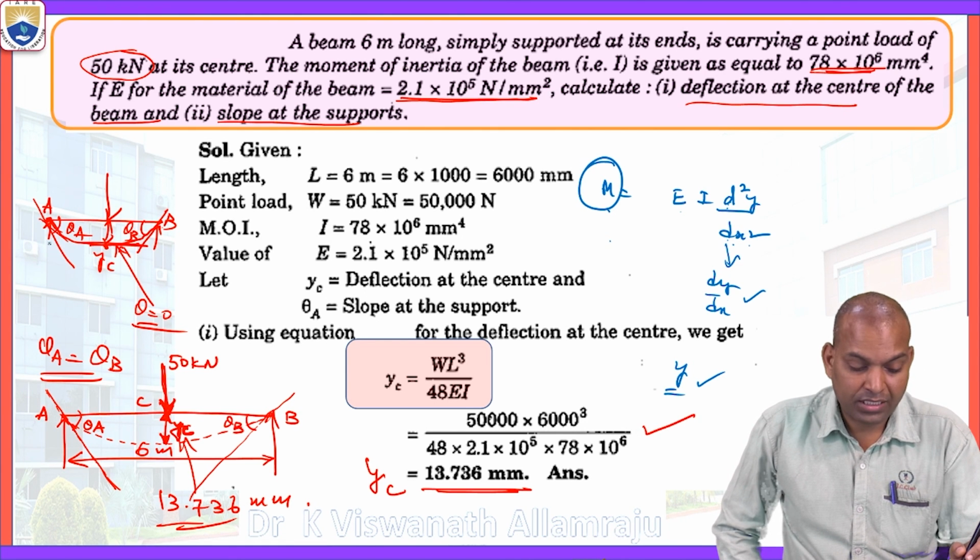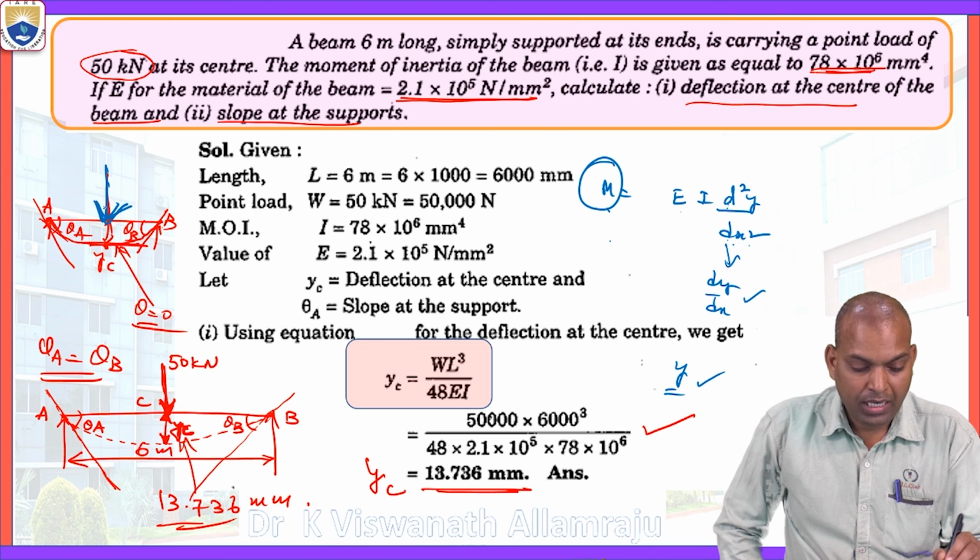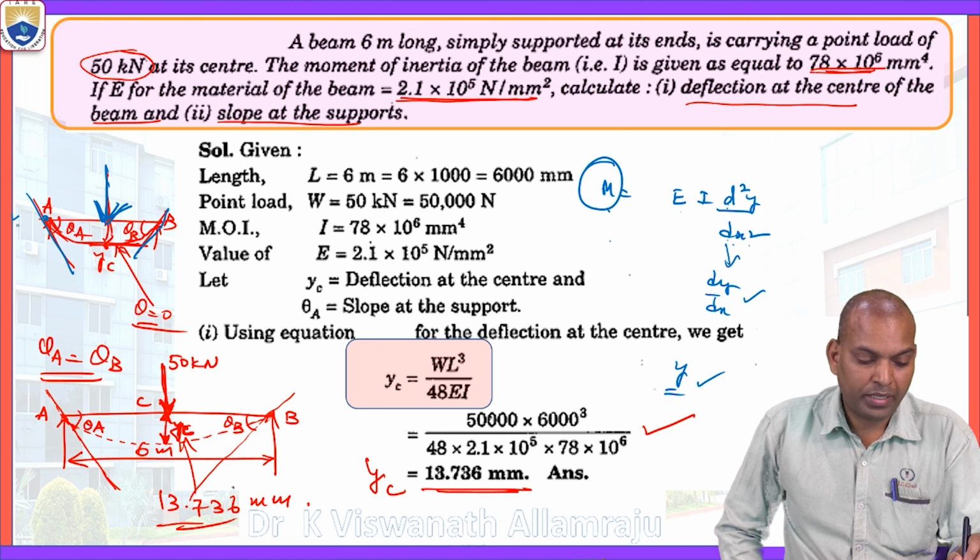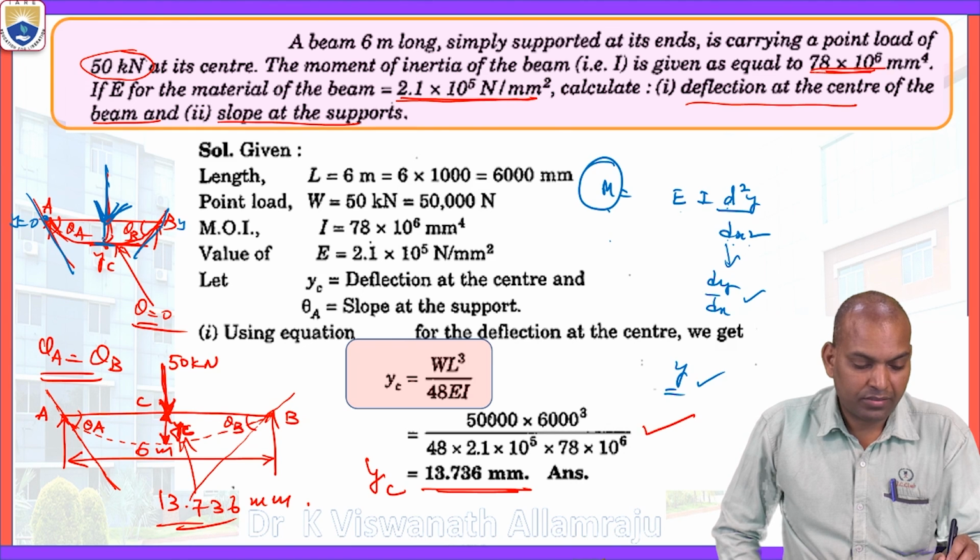Deflection is maximum at the center where the concentrated load is acting. And the slope is maximum at the supports. What happens to the slope at the center? The slope at the center, where deflection is maximum, is 0. Theta c equal to 0 at the center.